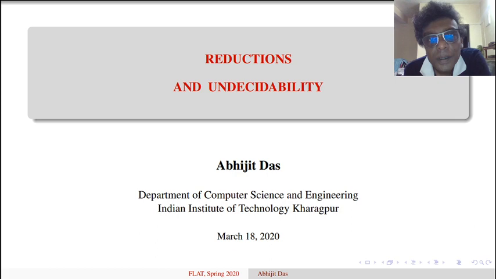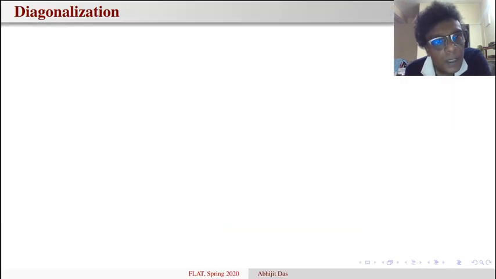Today we will look at a very important concept in the theory of computation, namely the use of reductions to prove that certain languages are undecidable or not recursive. I start with a little bit of recapitulation.